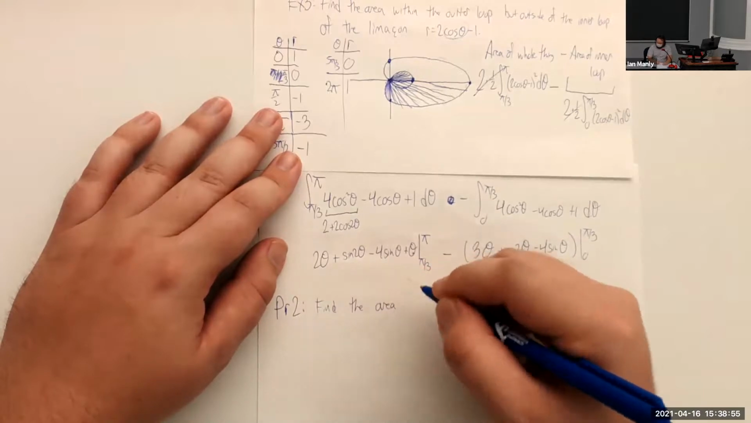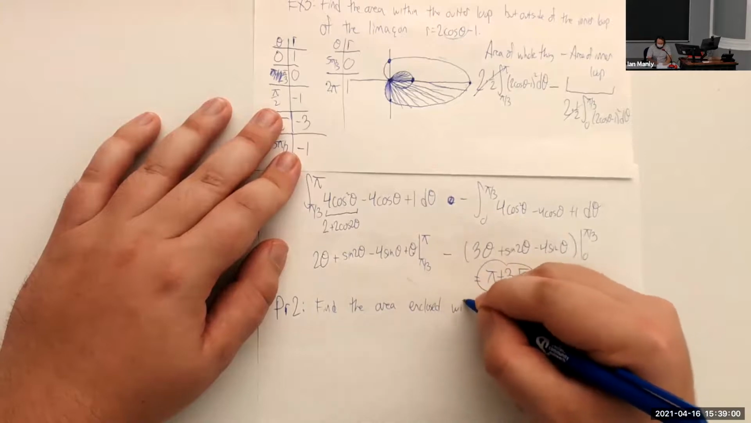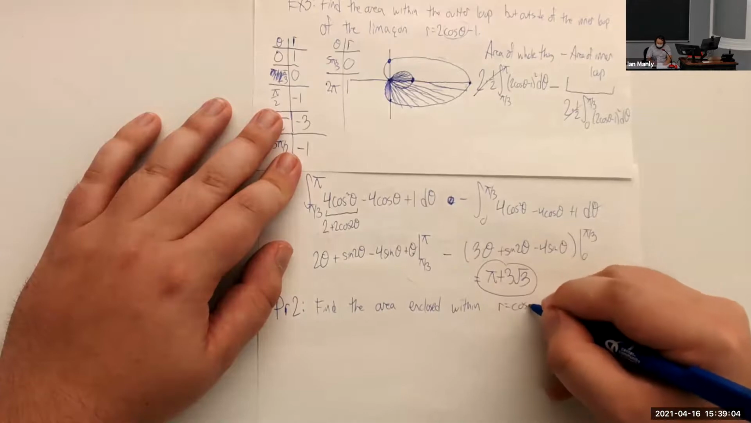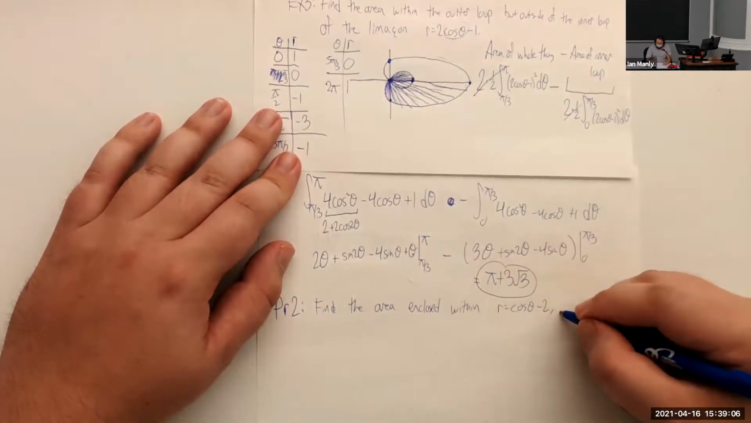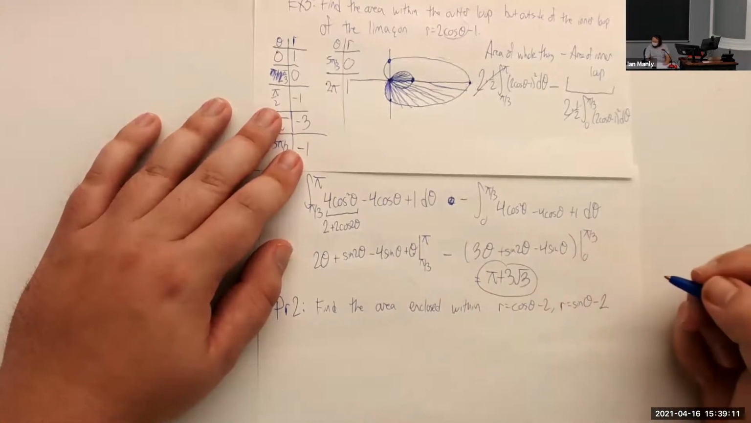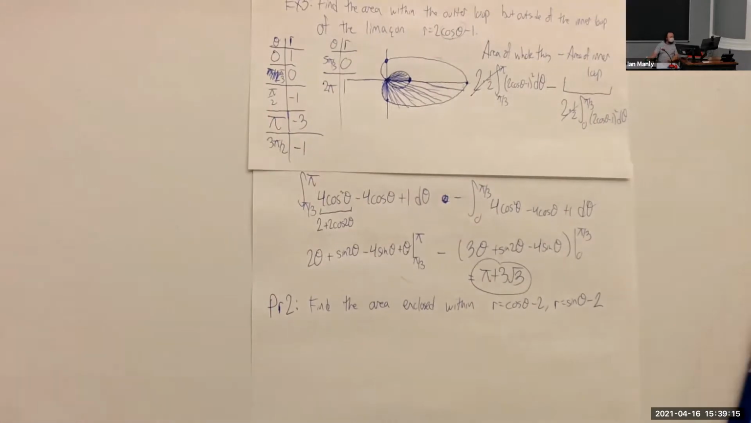So we're going to find the area enclosed within r equals cosine of theta minus 2 and r equals sine of theta minus 2 right here. All right, to help you guys out, I drew a picture of this.